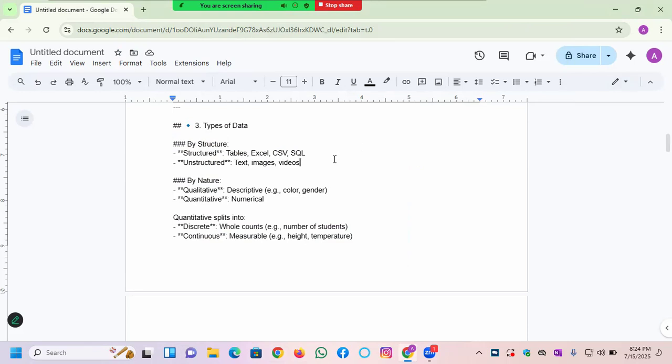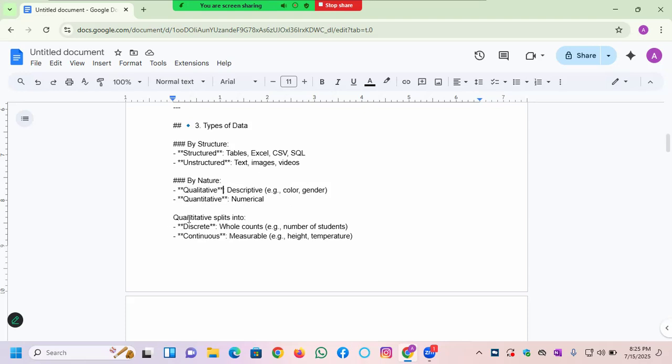So those are examples of data by structure. Now, what of data by nature? So under this, we have qualitative data and quantitative data, right? When we are talking of qualitative data, it has to do with descriptive data, such as color, gender, height, those ones are descriptive. So that way you are talking of qualitative data. Now, when you are talking of quantitative data, you are talking of numerical data, right? So that is data by nature.